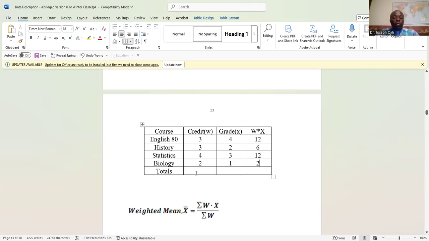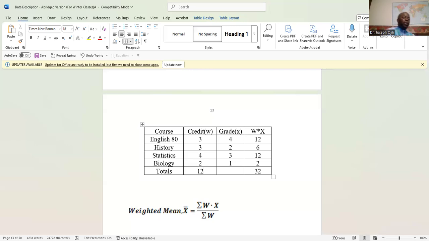When you add them for totals, let me write them down so that we can add them. As a matter of fact, I can even do it mentally. 12 plus 6 is 18, plus 2 is 20. Then 20 plus 12 is 32. Okay. For the weight, 3 plus 3 is 6, plus 4 is 10, plus 2 is 12.